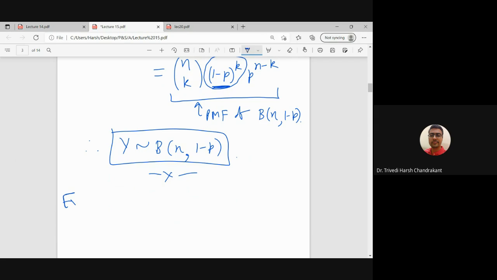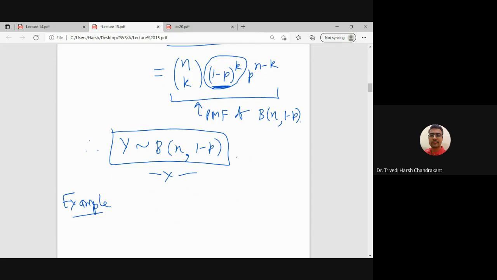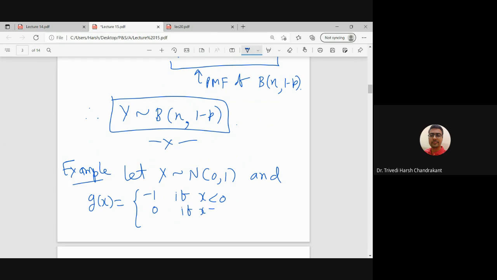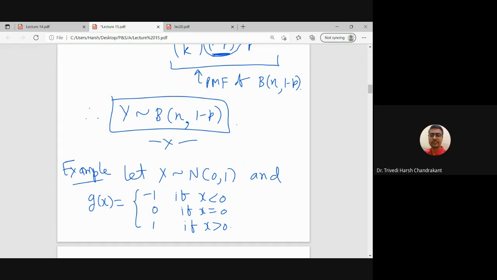So the next example is, we have the normal distribution. Let random variable x follow the standard normal distribution, that is N(0,1), and we have the function g(x), which is defined to be the sign function. So the sign function is -1 if x is negative, it takes value 0 if x equals 0, and it takes value 1 if x is strictly greater than 0.